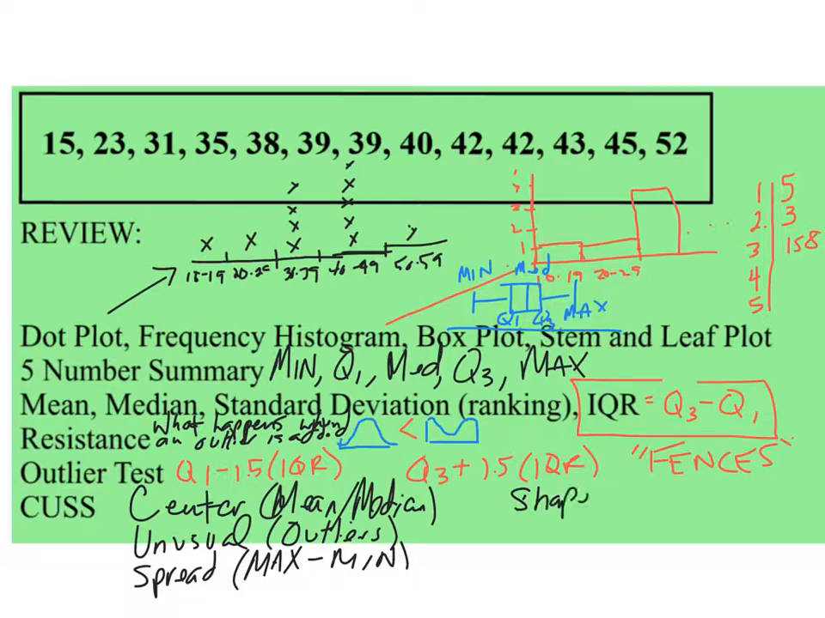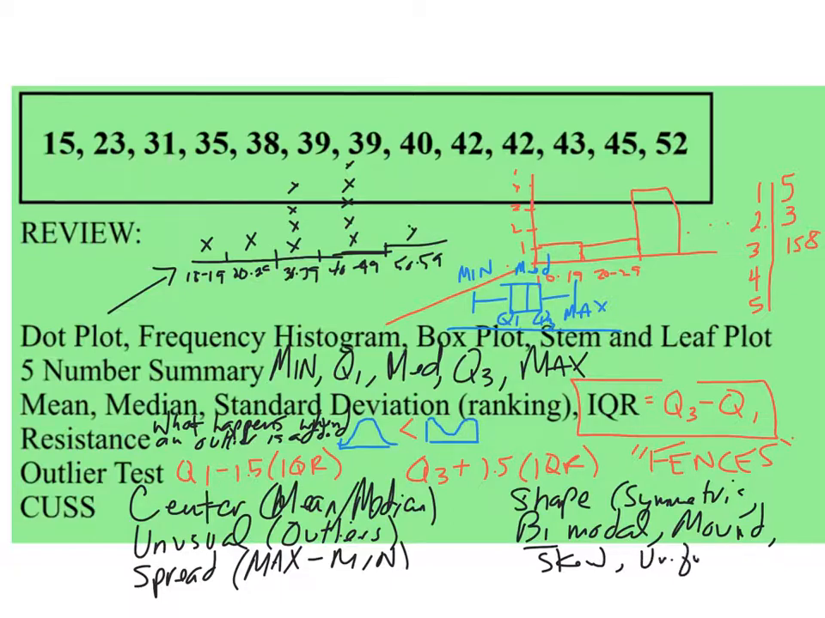Okay, and there are a lot of things we can say about shape. We can say that it's symmetric, that it's not symmetric, that it's bimodal. I'm going to write that because remember we can add that. This is how many different peaks does it have. We can say it's mound-shaped. We can say it's skewed, you know, left or right. We can say it's uniform, meaning it's all about the same height. Everything has the same frequency.